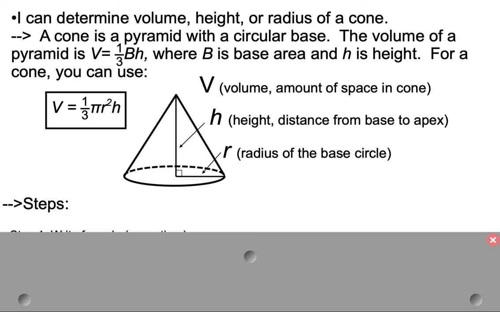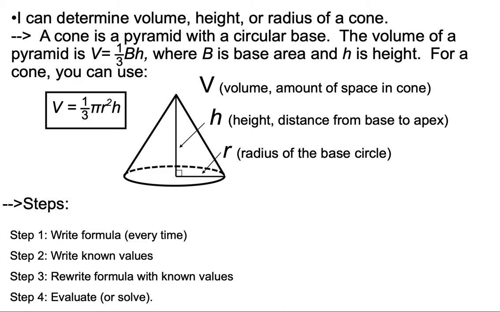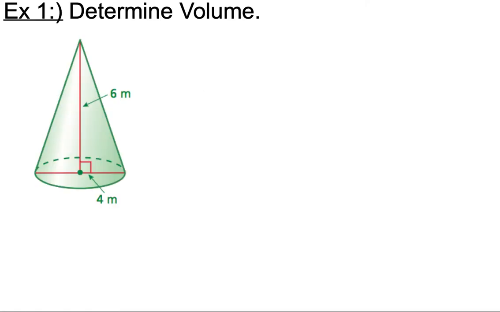And the steps you'd go through for this: step 1, you're going to write the formula every time. That'll help you remember it for the test anyway. You write your known values, you rewrite the formula with the known values plugged in, and then you evaluate or solve. If you just have to evaluate, you can usually just plug it right in the calculator. If you have to solve, there's a little bit more involved, but still very doable. Let's look at our first example.